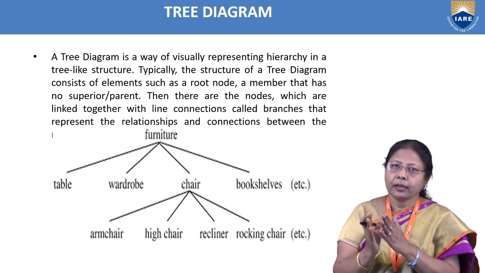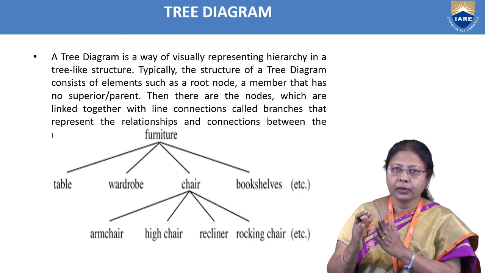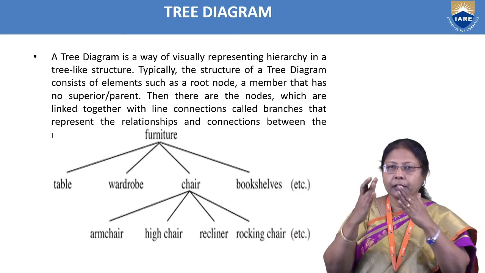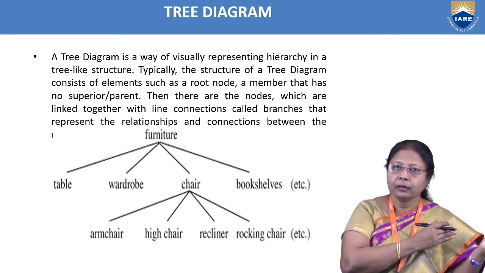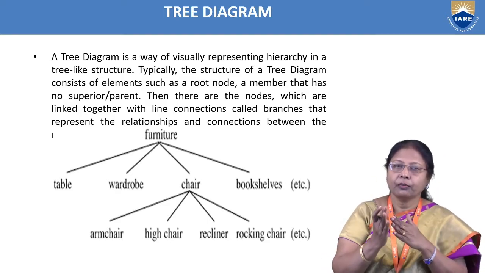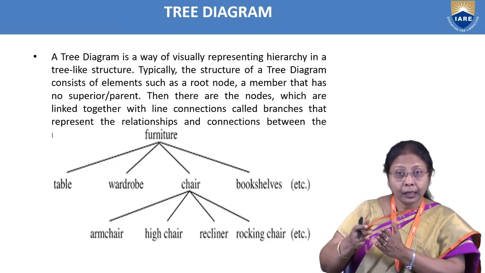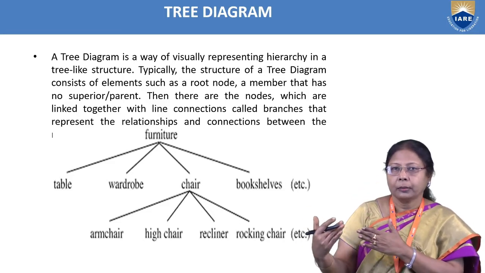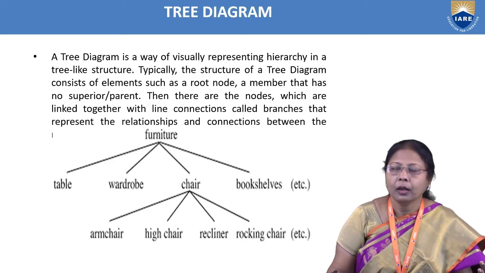Coming to the chairs, how many types of chairs are there? The third one is the chair, a branch of furniture, and again that was divided into 4 types: armchair, high chair, recliner and rocking chair. So all these are types of furniture, which we show as a tree diagram.